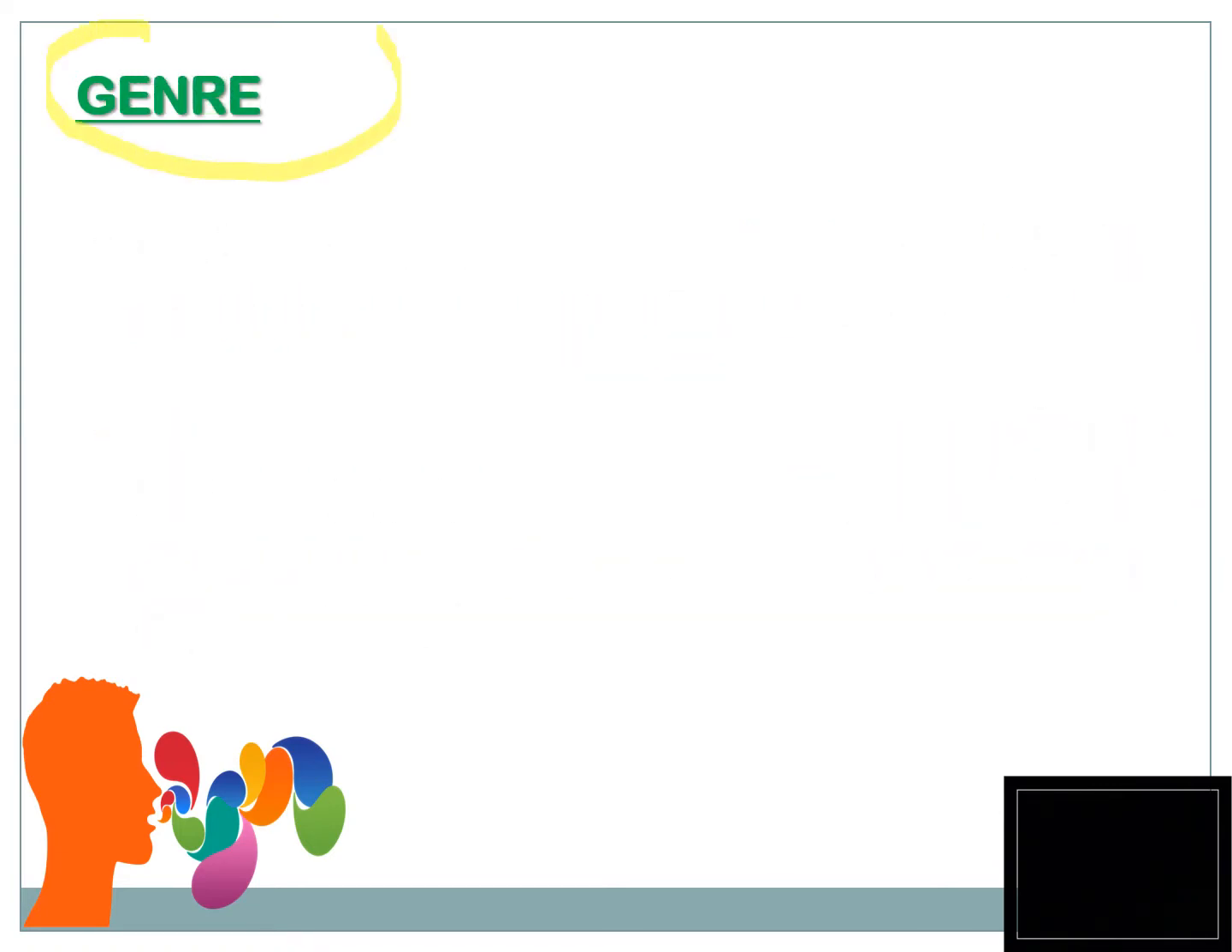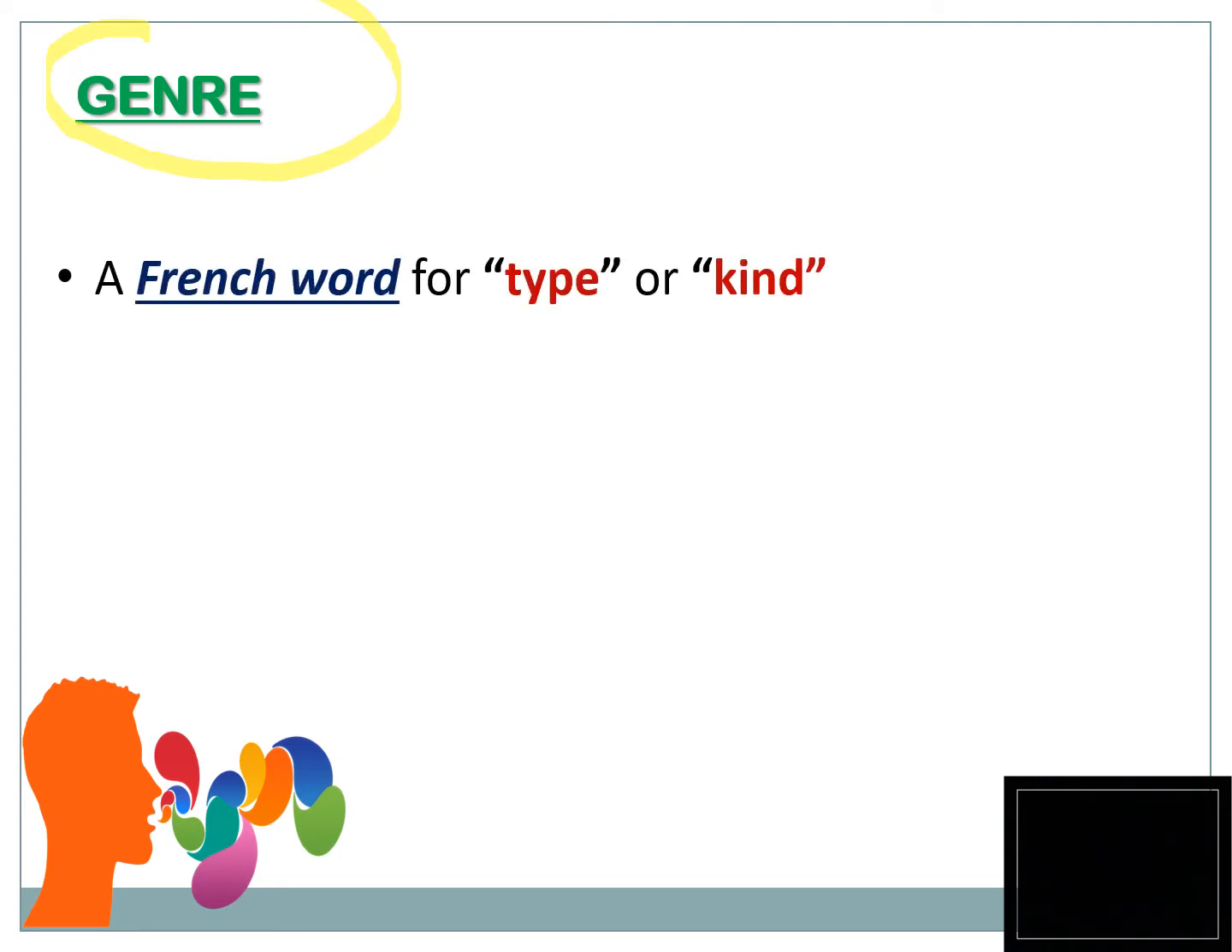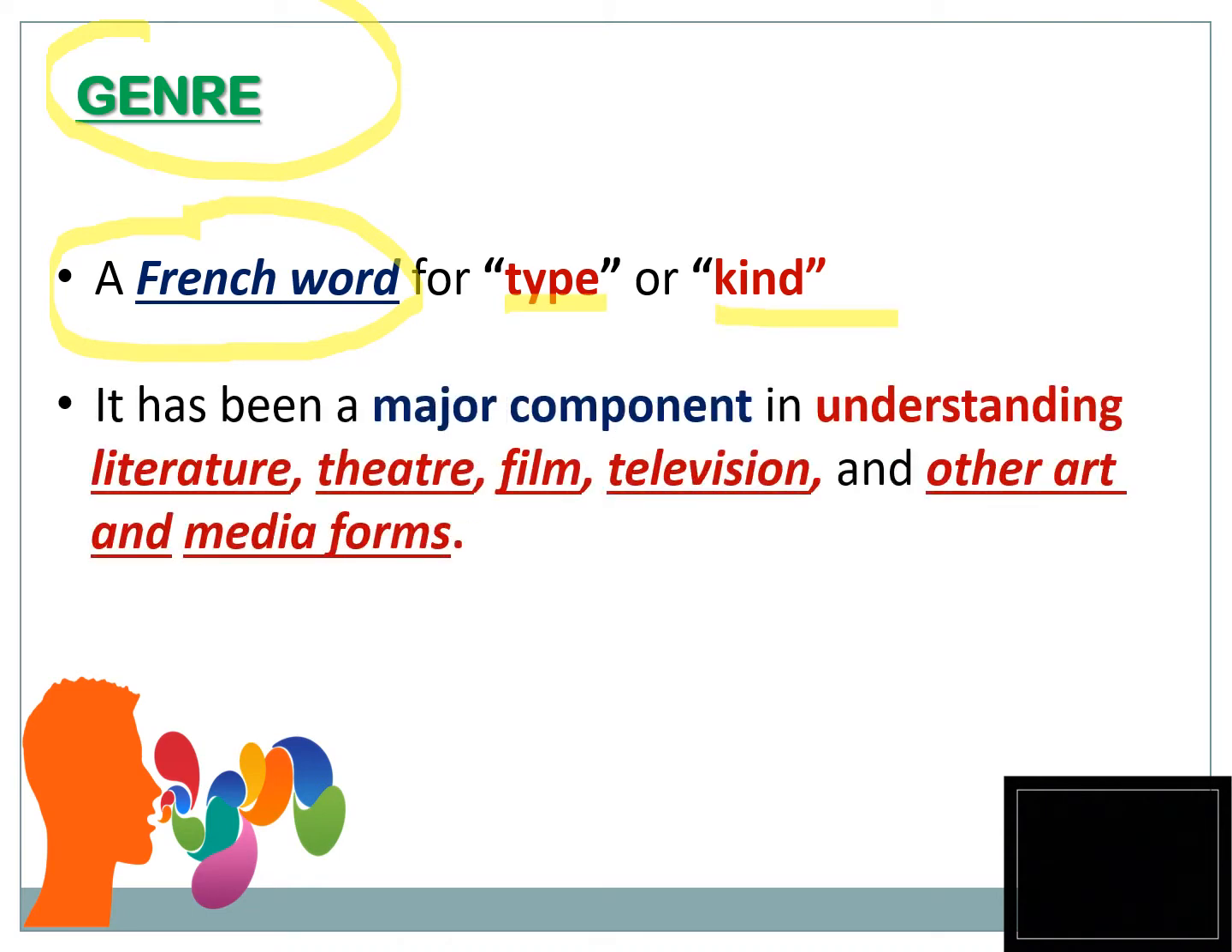So how about the genre? When we say genre, it is a French word which means type or kind. Another definition, it has been a major component. Pag sinabi nating genre, it is the classification, category ng isang pinapanood or pinapakinggan or binabasa natin. So dito, pagsasama-samahin yung bawat classification ng literature, ng theater, ng film, television, and other art and media forms.